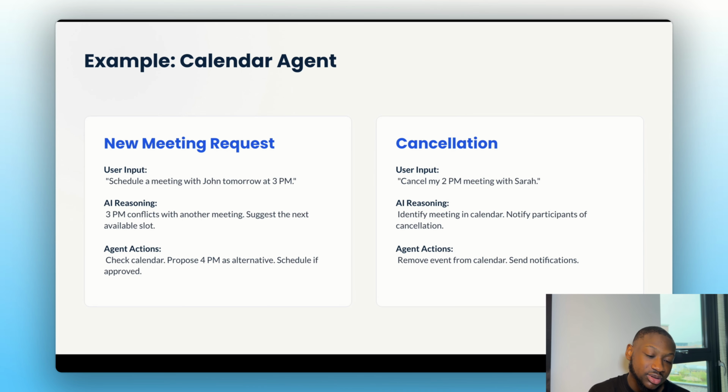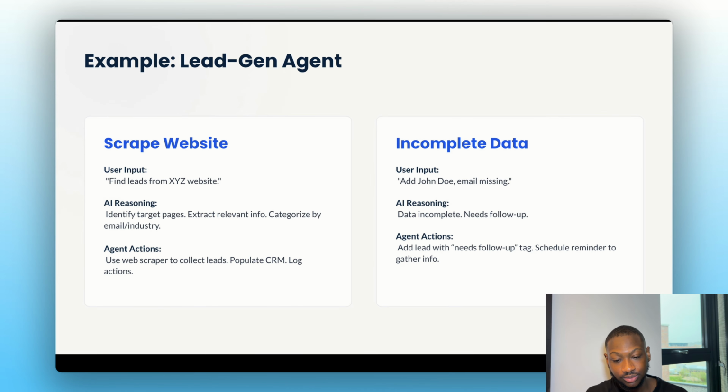So another use case could be cancellation. The user input is like, cancel my 2 p.m. meeting with Sarah. And the AI reasoning will be identify meetings in my calendar first of all, then notify participants of cancellation. Then an action that it would take is remove events from calendar and notify the participants of the cancellation.